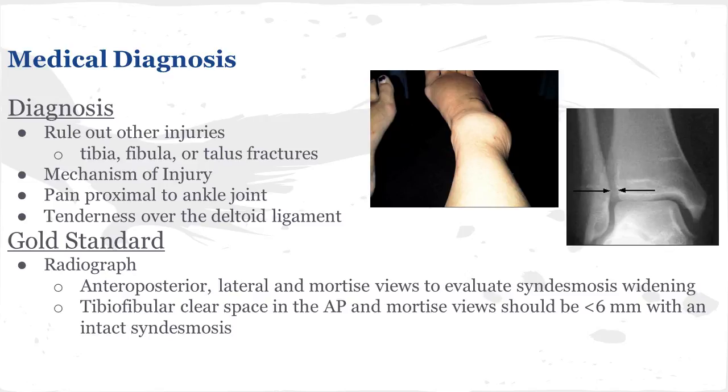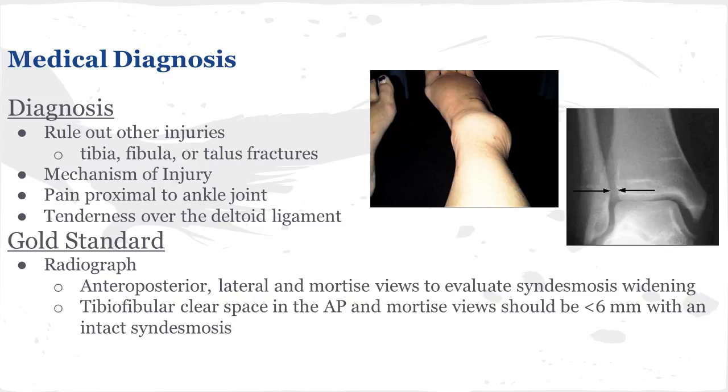The medical diagnosis is detected when the patient has pain proximal to the ankle joint, tenderness over the deltoid ligament, or when the patient describes the mechanism of injury. Several authors have suggested that isolated syndesmotic ligamentous injury is rare and is usually accompanied by a lesion of the deltoid ligament and fibular fracture. The gold standard of the diagnosis is a radiograph.